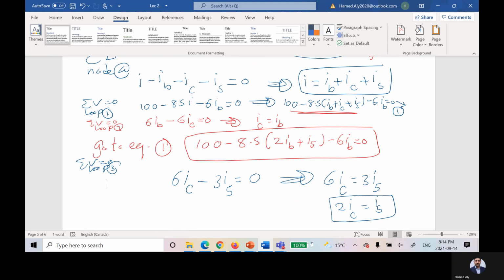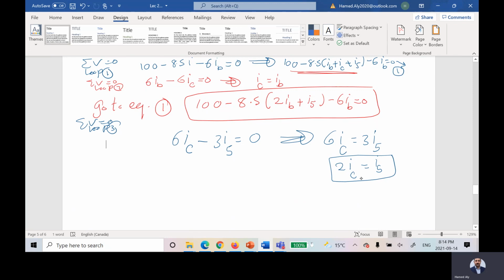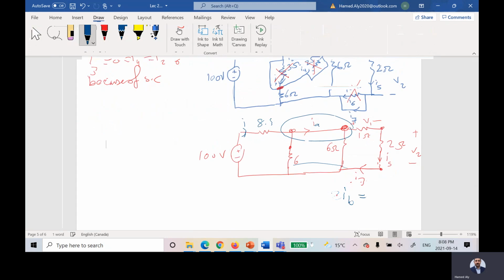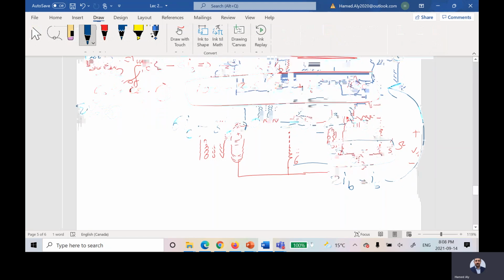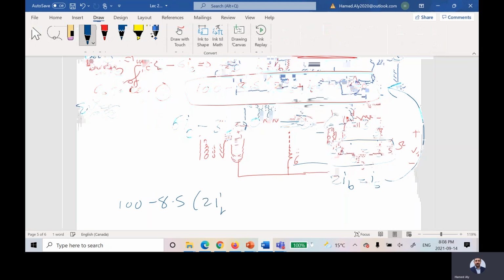Right? But I know that IC is equal to IB. So based on that, I can say 2IB is equal to I5, but I would like to substitute I5. So I will go back to this equation and substitute I5 by 2IB. So I will have 100 minus 8.5 times 2IB plus 2IB minus 6IB is equal to 0. From this equation, I can find IB, then go back, find IC, then go back, find I5, then go back, find everything else.